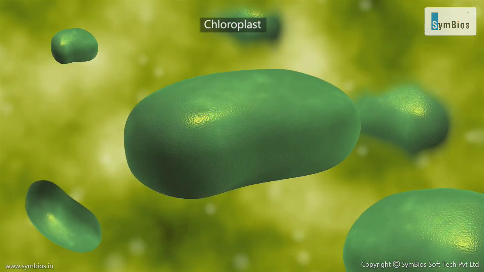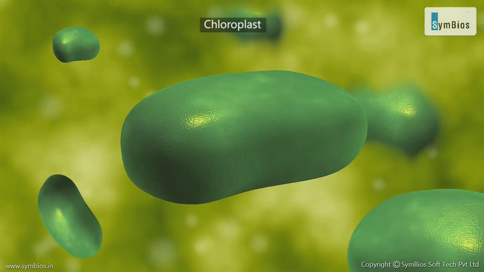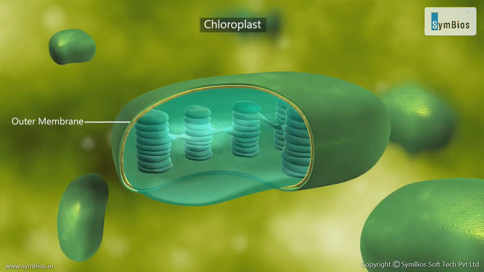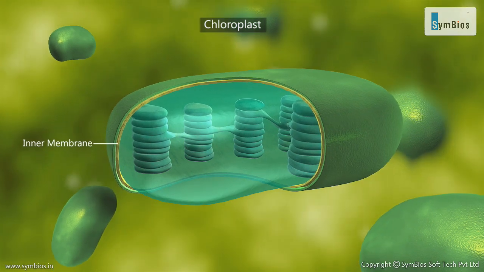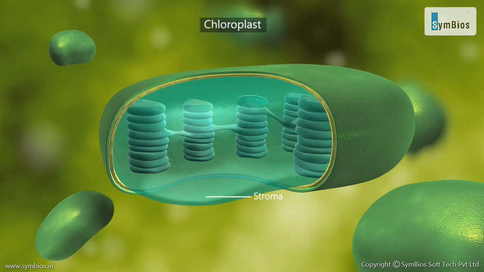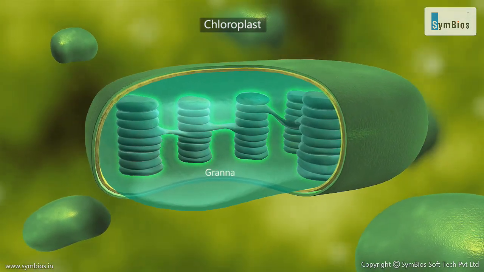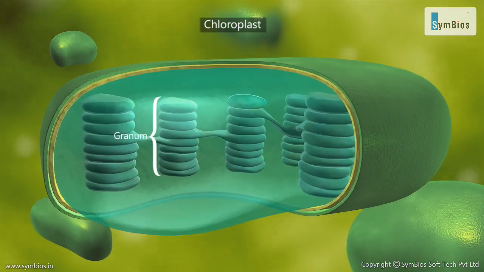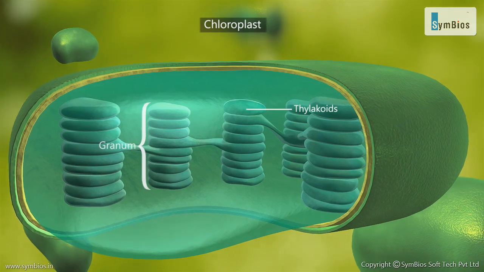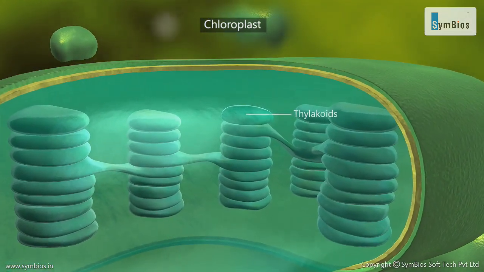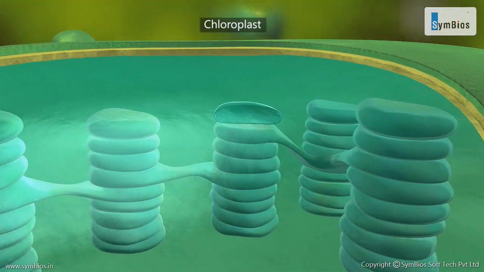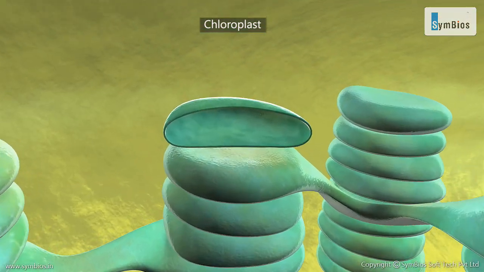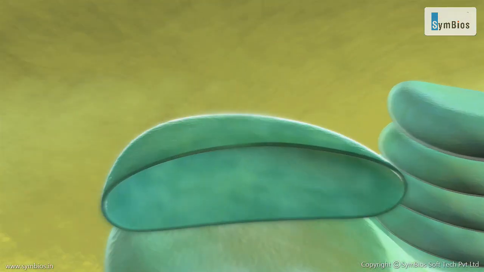Chloroplast is a green colored cell organelle with an outer membrane, an inner membrane, and aqueous fluid called stroma. In stroma, there are structures called grana. Each granum is a stack of discs called thylakoids. A thylakoid is a hollow oval disc with a membrane that has special chemicals called pigments.